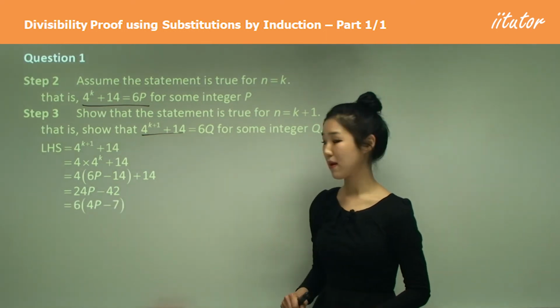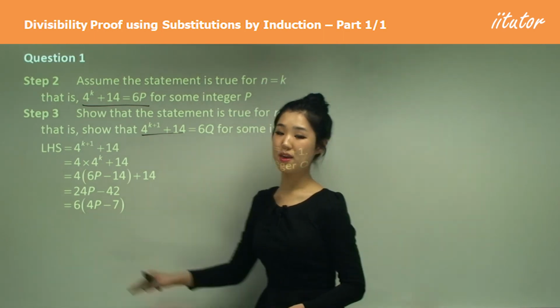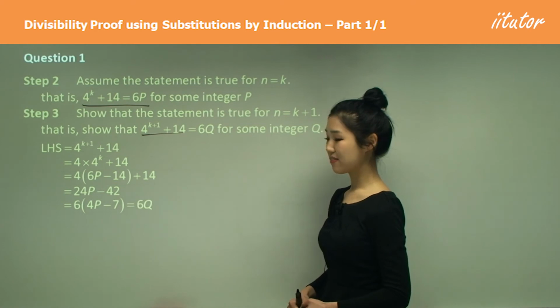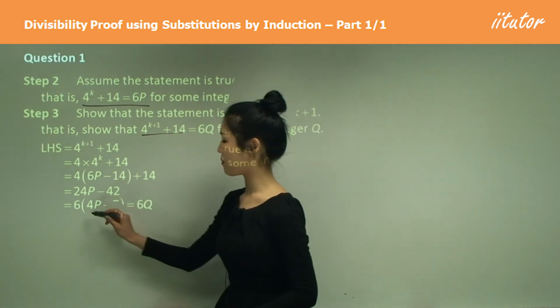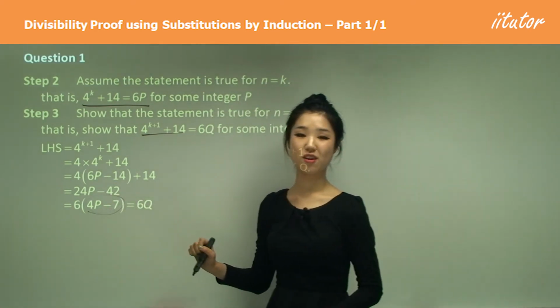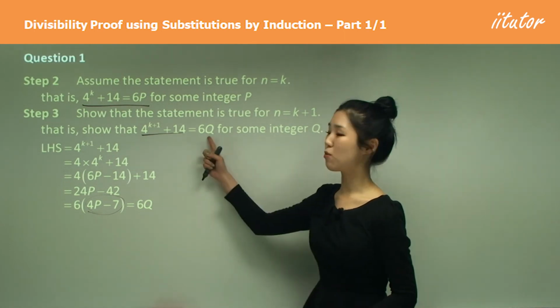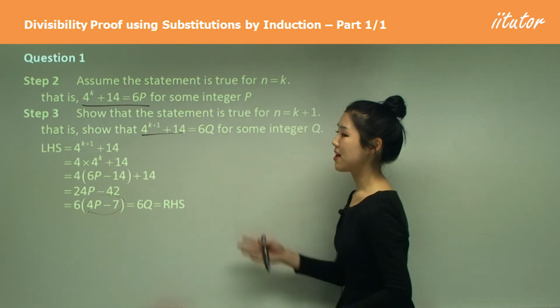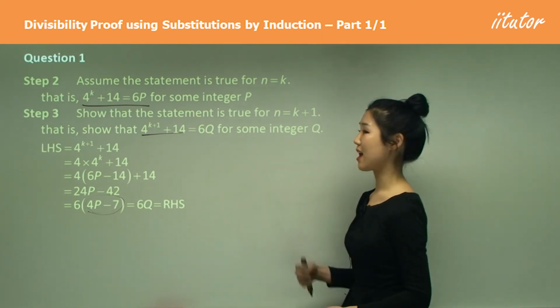Okay, I factorized by 6. The inside is 4p minus 7. Okay, so therefore it's 6q, and q is going to be this part here. So it's 6 times q, which is what we wanted, wasn't it? That is the right-hand side, so we've proved step 3 when n equals k plus 1.